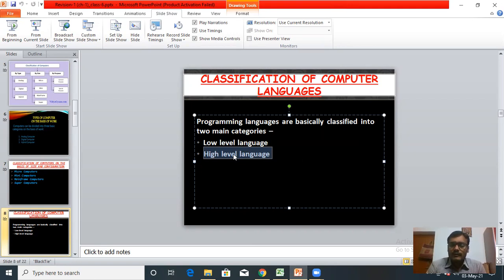So what are the examples of high-level language? Java, Logo, Basic, Visual Basic, Fortran. These are the examples of high-level language.